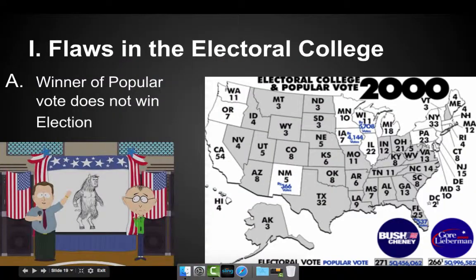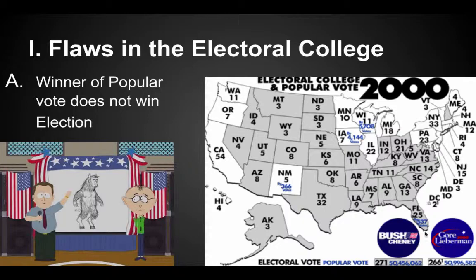If we look at the Electoral College, there are currently three main flaws or arguments people make against it. The first one being that the winner of the popular vote may not always win the election. And this happened most recently in the election of 2000 when Al Gore lost the presidency to George W. Bush despite winning the popular vote. The election really came down to Florida, where 537 votes decided the difference of George W. Bush winning 25 electoral votes and Al Gore not winning any.